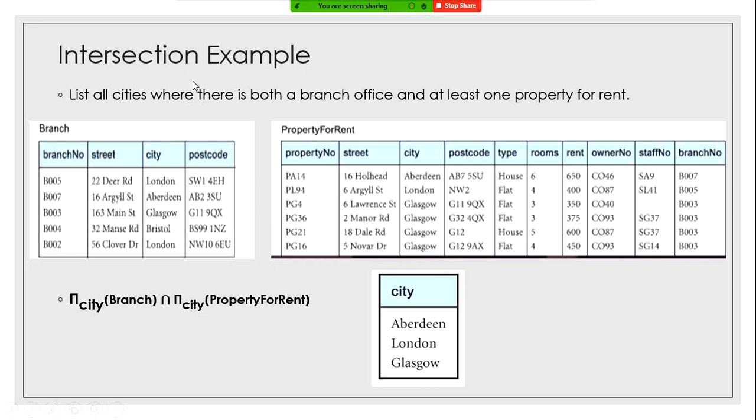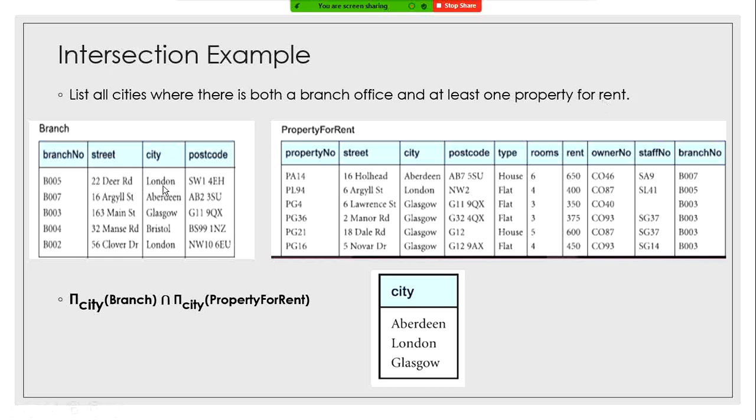Another example of intersection. Here we have a statement: list all cities where there is both a branch office and at least one property for rent. Now we have to find the cities in which we have a branch office as well as property for rent. In the previous example, we only found the cities where we have a branch but no property for rent. Now we are finding the cities in which we have a branch as well as property for rent.